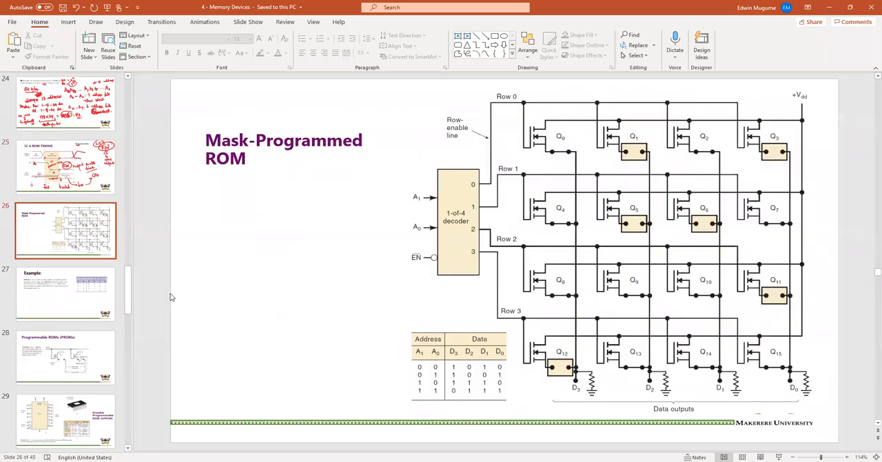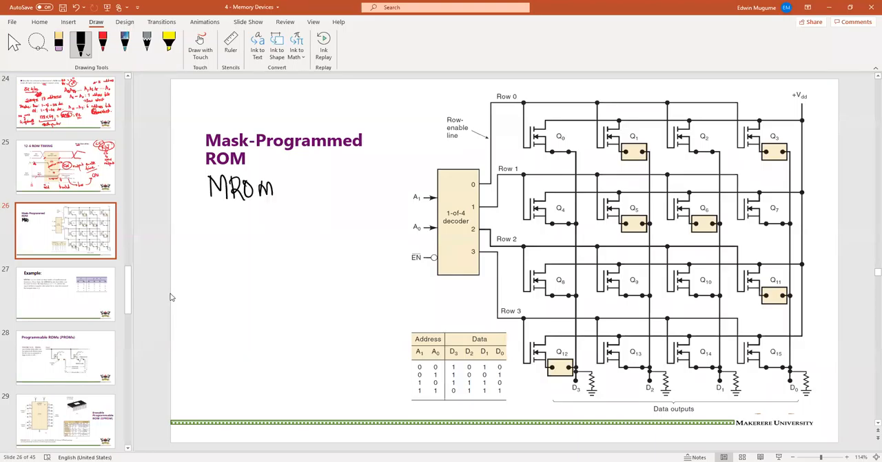There is the mask programmed read-only memory. As you can see, it uses some type of transistors as its cells. You know that a flip-flop is really made up of transistor electronics. So what you have is mask programmed read-only memory, which we can call MROM, although it is commonly referred to as just ROM. Usually when they say ROM, they actually mean MROM, and we can use the two names interchangeably. But you can see here that you have an array of 4x4, okay?